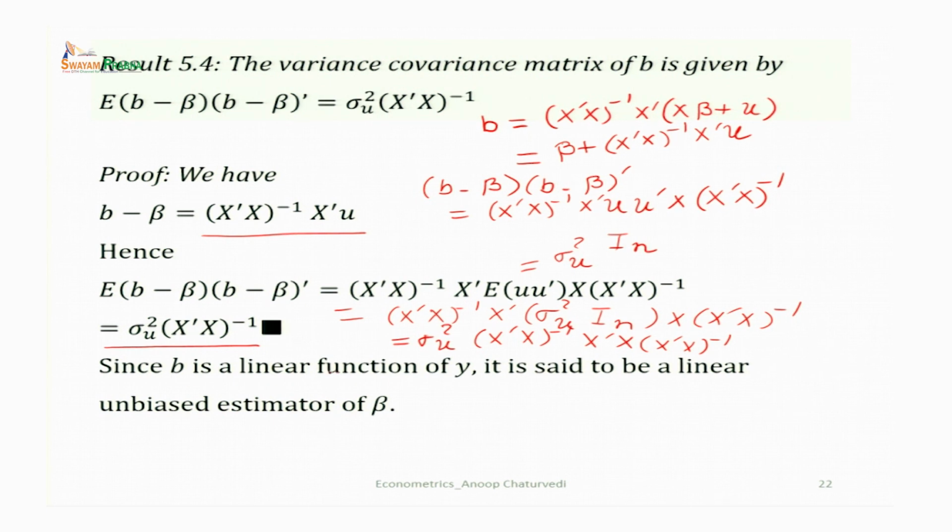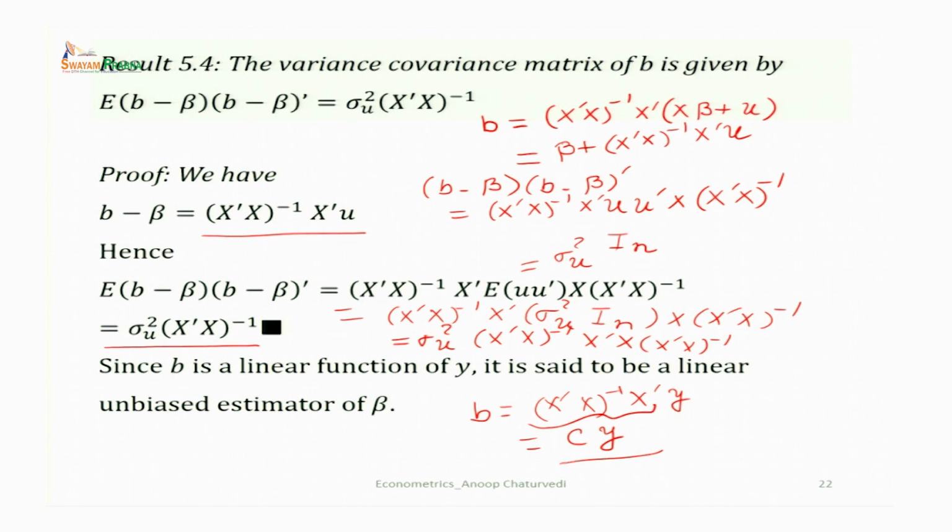Now, this B is a linear function of Y. Actually, B is equal to (X transpose X) inverse X transpose Y. This is your B, and you can write B as C Y, where C is this matrix. So, different components of B are linear functions of different components of Y. So, in this sense you can say that B is a linear function of Y. So, B is called a linear unbiased estimator of beta.